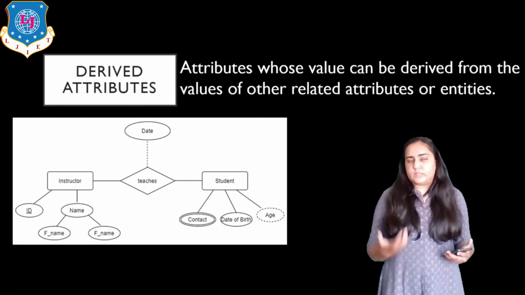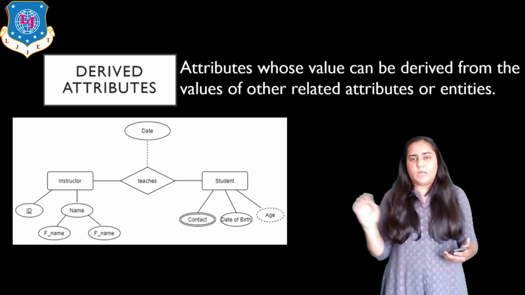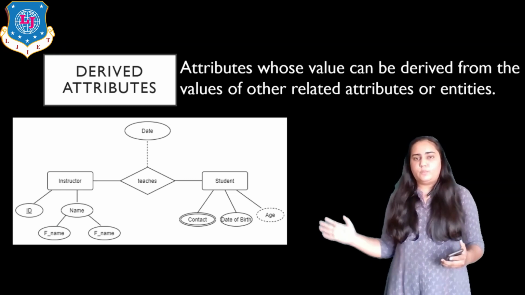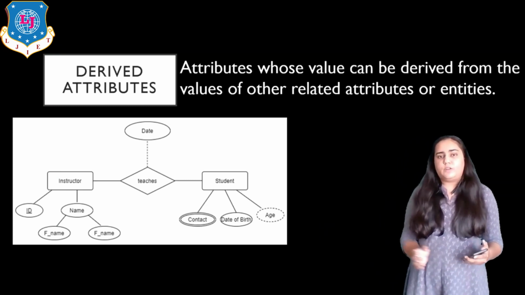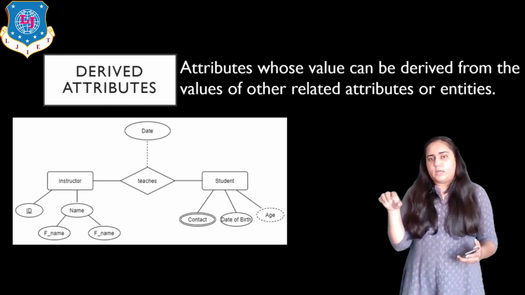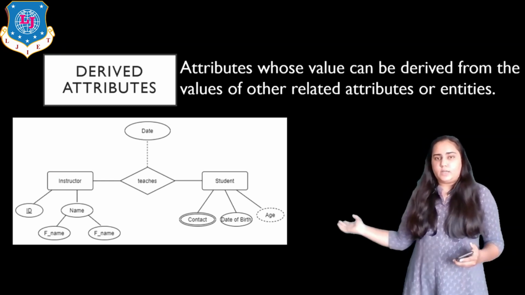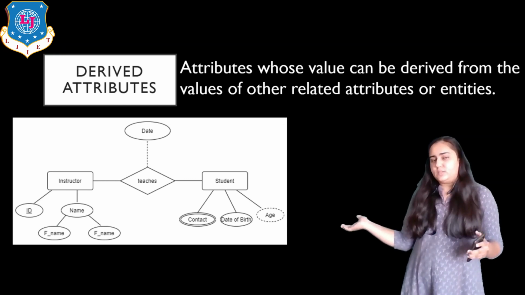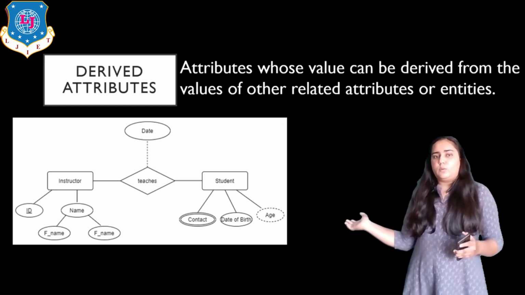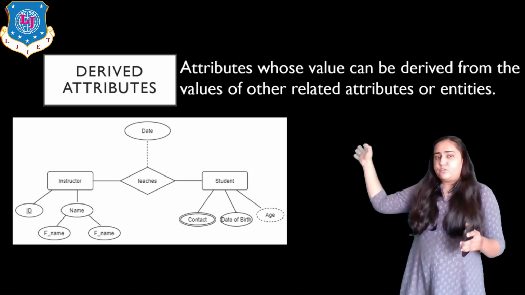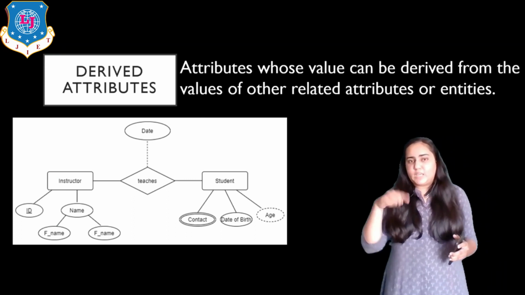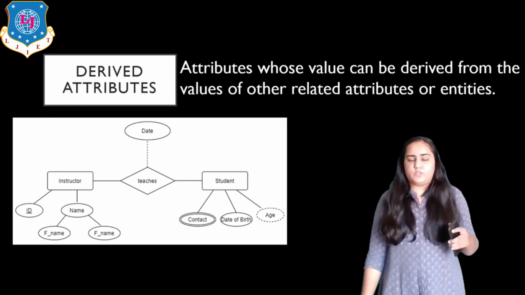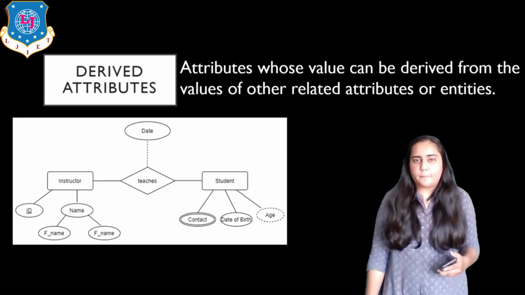Now to show this derived attribute in the diagram, I need to create an ellipse, but without the solid line. So I won't be creating a solid line. I would be creating an ellipse with a dashed line. So that's how you show a derived attribute. This is not to be confused with the descriptive attribute, where instead of making a dashed ellipse, we make a dashed line to connect it. So that's just something that you need to remember.